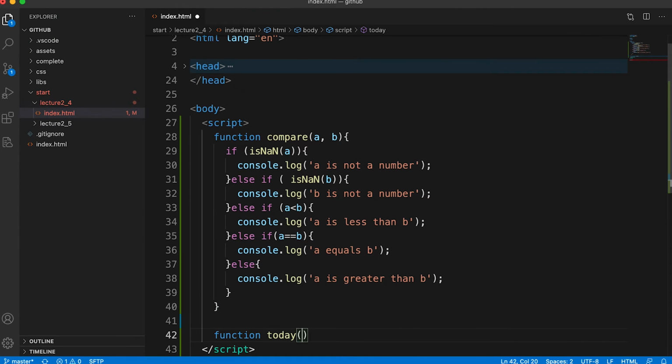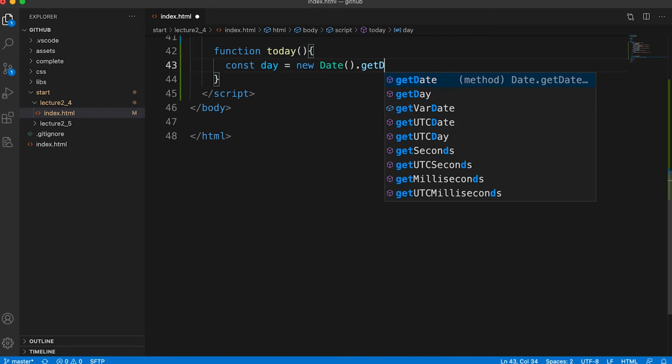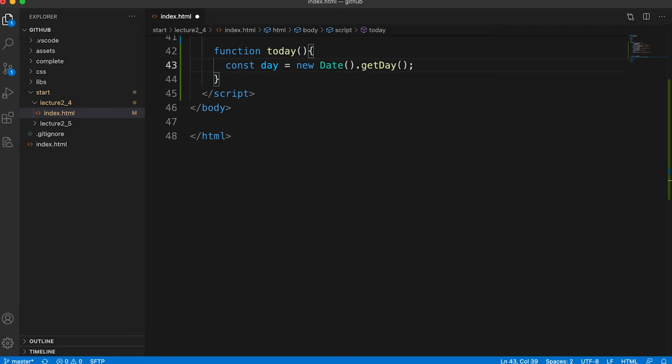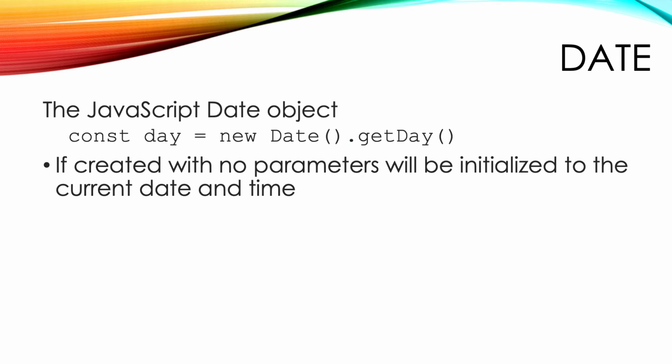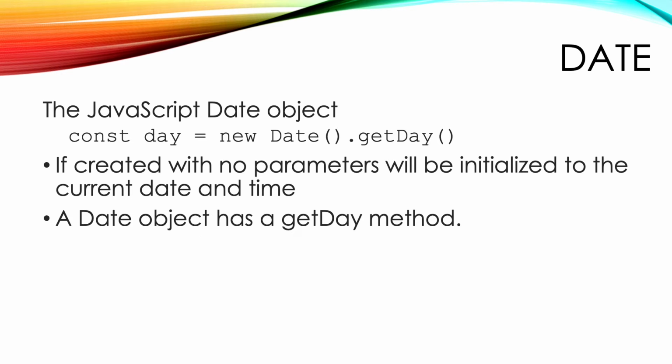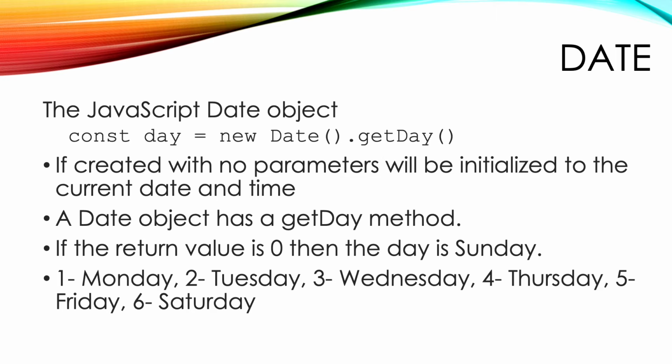Enter function today, const day equals new Date().getDay(). Here we create a date object. We need to use the new keyword to create an instance of the date object. If you create a date object using no parameters, notice the empty brackets, then it will be initialized to the current date and time. A date object has several methods, and here we use the getDay method. This returns a number between 0 and 6. 0 means today is Sunday, 1 Monday, all the way up to 6 meaning the day is Saturday.